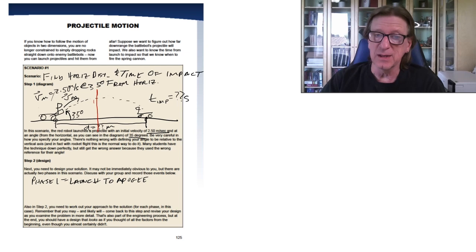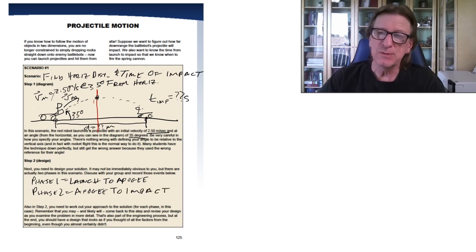That's a good point that I could easily divide that, because now my final velocity at apogee is 0, which means my initial velocity from apogee to impact is also 0. So for phase 2, we're going to have from apogee to impact.